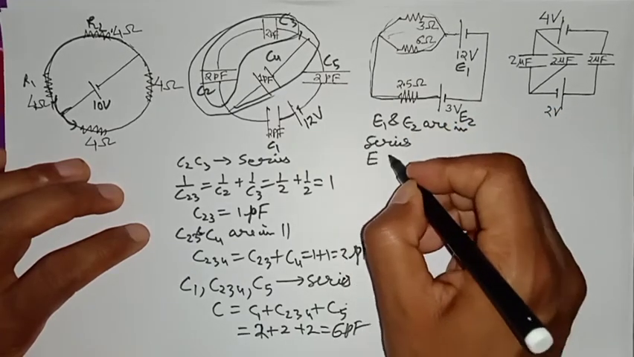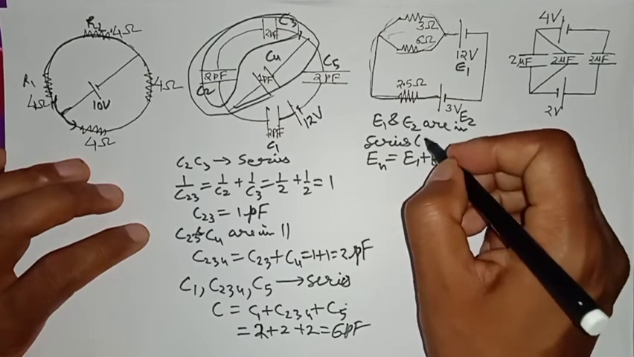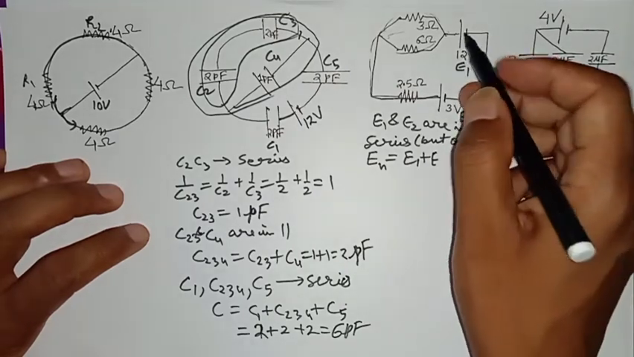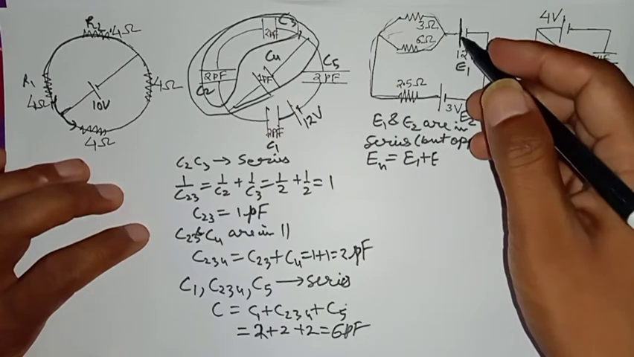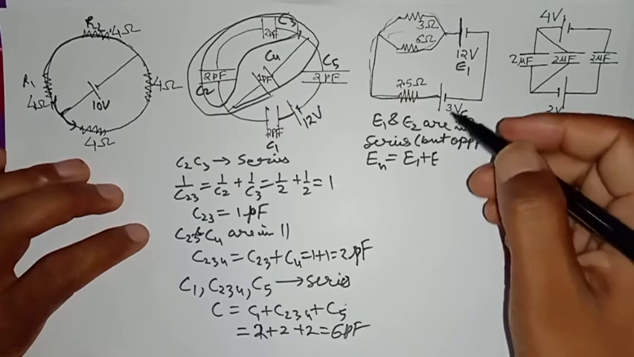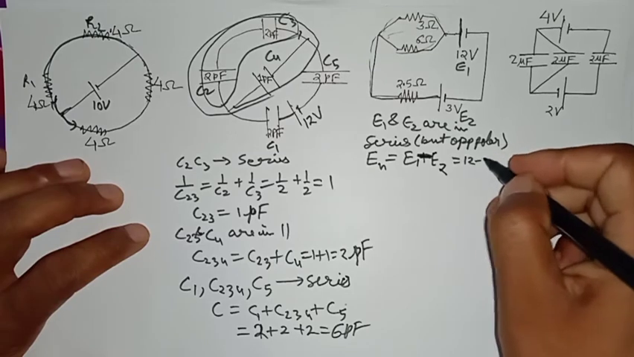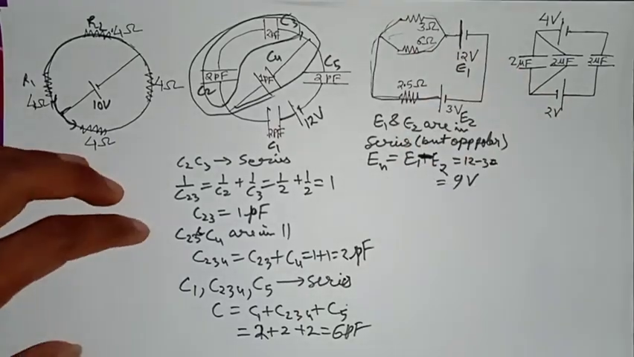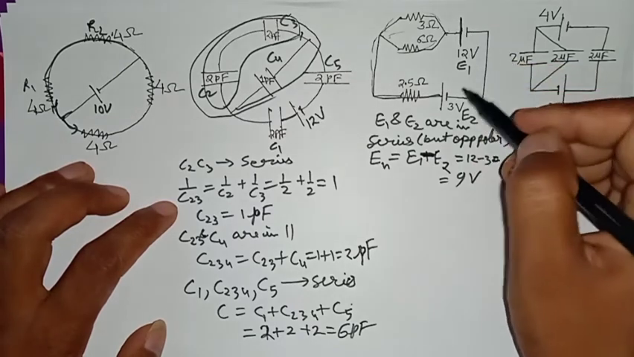So E net equal to E1 plus E2, but opposite polarity. See, E1 is greater. For smooth operation of greater EMF, we have to connect this positive to negative of the other cell, but it is connected to positive of this cell, so it will be E1 minus E2, equal to 9 volt. And then it is quite easy.